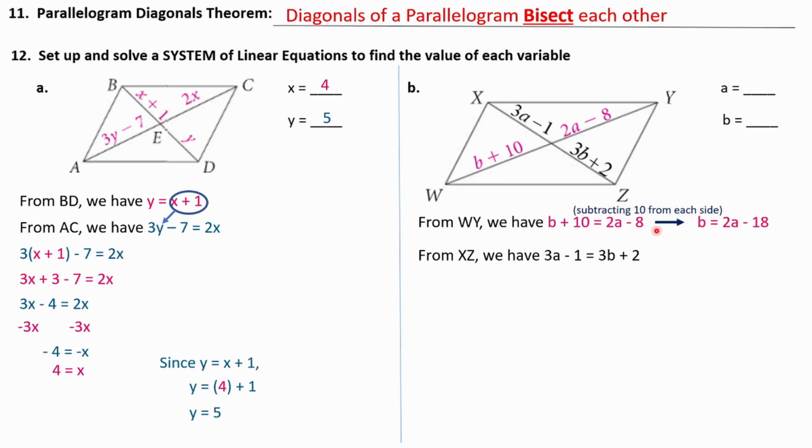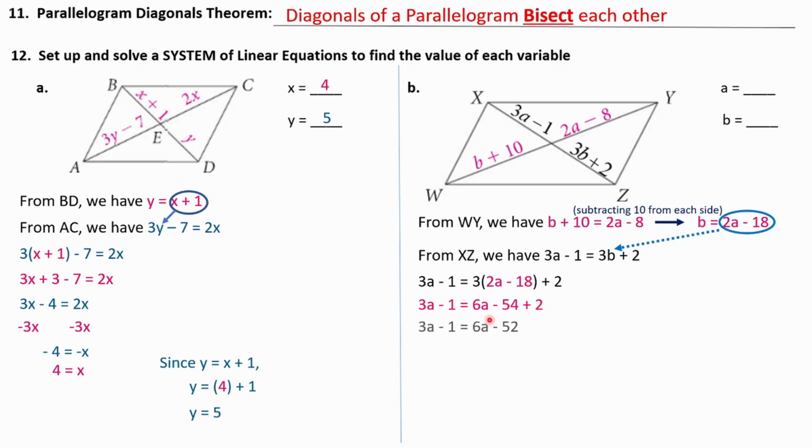If I subtract 10 from each side in my first equation, I get b is equal to 2a minus 18. And so now I can take this 2a minus 18 and substitute it into the b value in my second equation. So now I'm going to have 3a minus 1 on the left, and then that 2a minus 18 is substituted in for b, so I have that times 3 and then add 2 on the right. When I distribute that 3, I get 6a minus 54. 3 times 2 is 6. 3 times 18 is 54. Everything else remains the same.